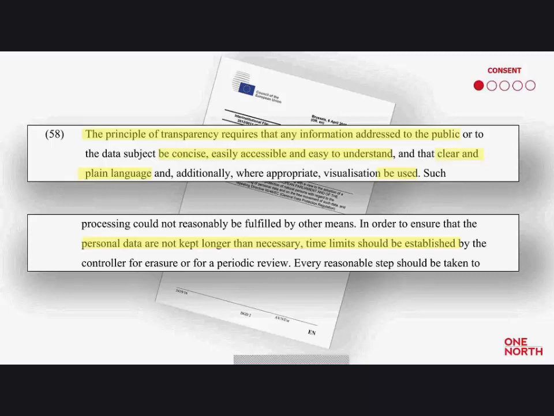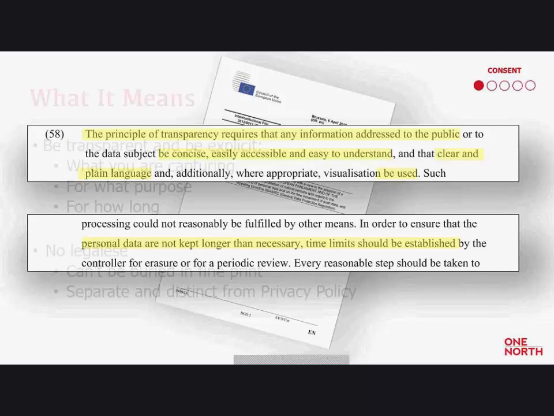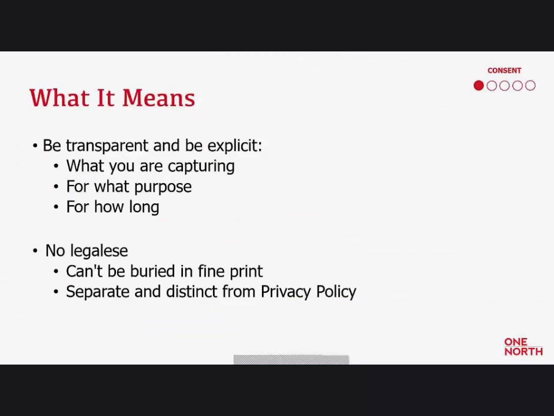And it goes on to say that personal data cannot be kept longer than necessary, that there's a time frame to this. So what does that mean? What does being transparent and being explicit mean? It means when you are asking for a user's information, you need to tell them what you're capturing, and specifically for what purpose. So not saying for generic marketing purposes, but for the ability to communicate to you about a webinar you're signing up for would be one specific example. And for how long? If you don't have a need to retain that information for that purpose indefinitely, you need to specify a time frame thereof.